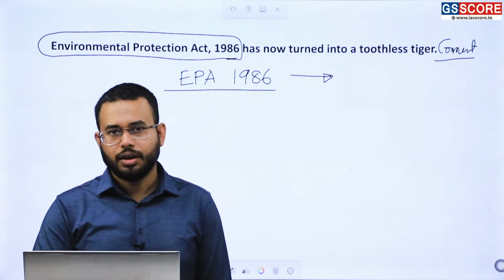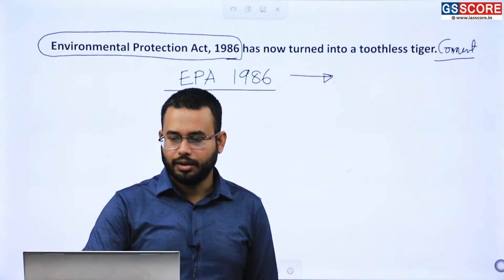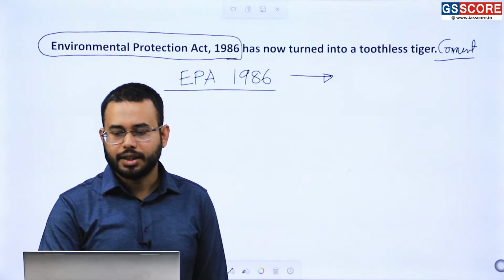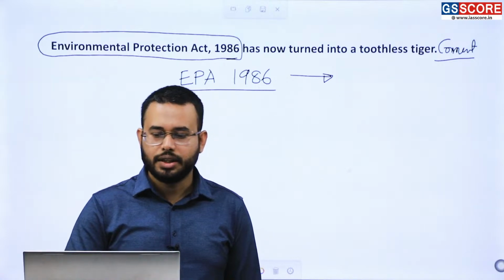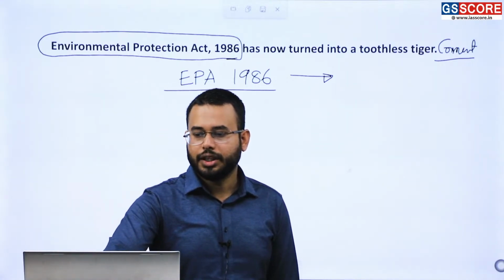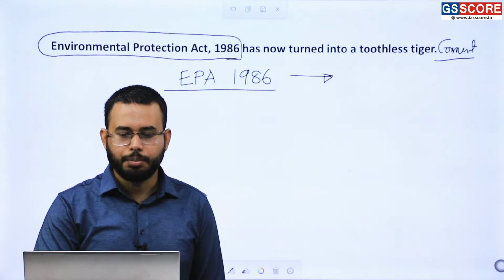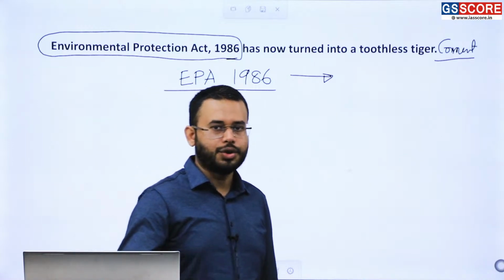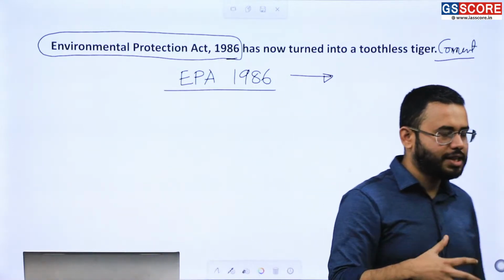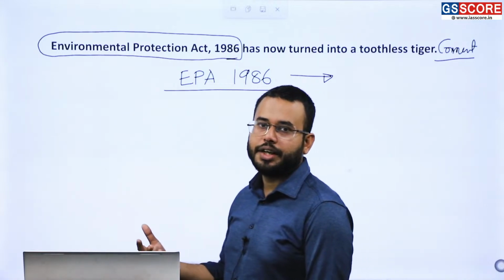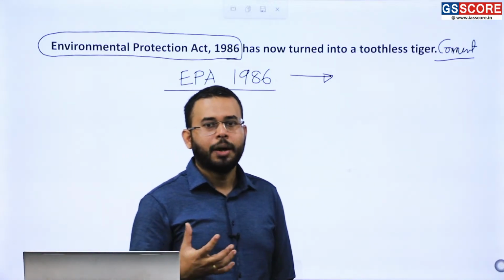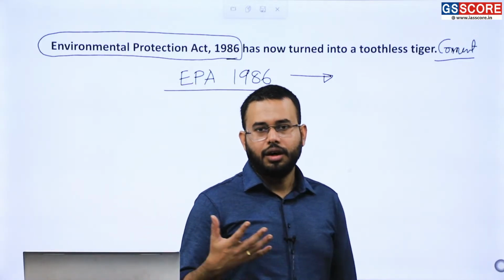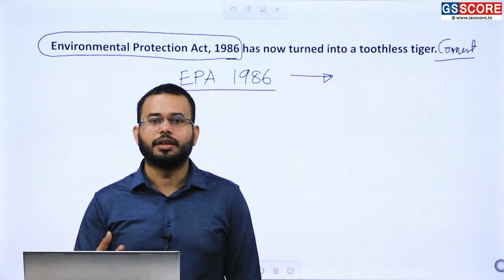Limited scope and coverage. Although we are talking about the umbrella nature of this legislation, despite amendments and revisions over the years, EPA may still have gaps in coverage, particularly concerning emerging environmental challenges such as climate change, biodiversity loss, and pollution from new sources like electronic waste, plastic pollution, etc. So the sources of pollution and environmental degradation are changing over the period of time, but the EPA and its provisions are not changing accordingly. So that is another reason which makes it a toothless tiger.